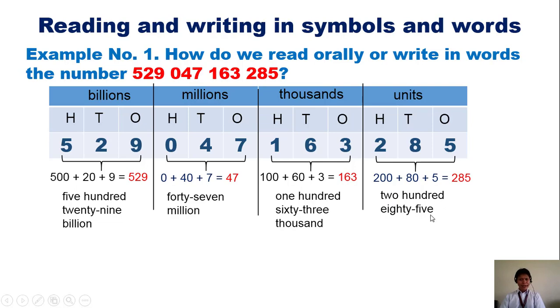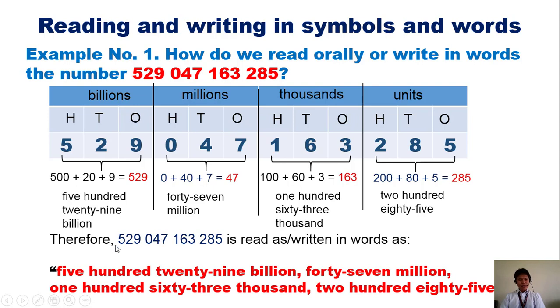Okay? So from this, we can say that this numeral can be read or written in words the same way, because in reading and in writing in words, we have the same result. We have 529 billion, 47 million, 163 thousand, 285. So as you can see, in 529 billion, we have 29. This is a hyphenated word. And we also have this one.